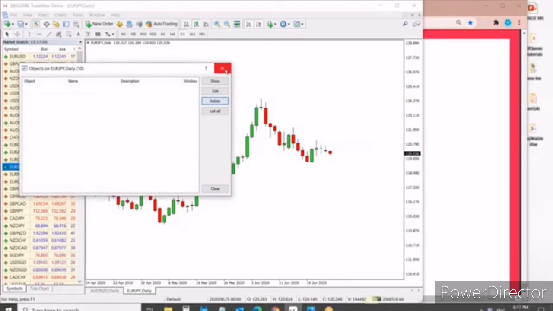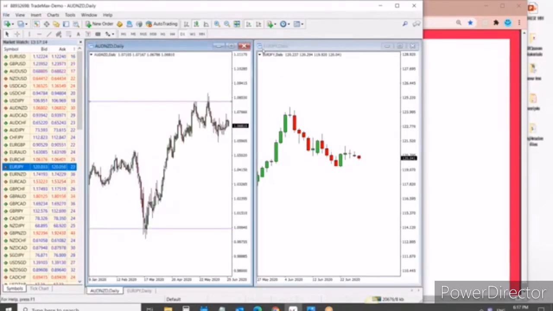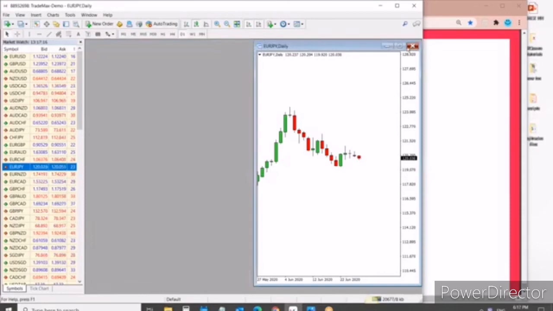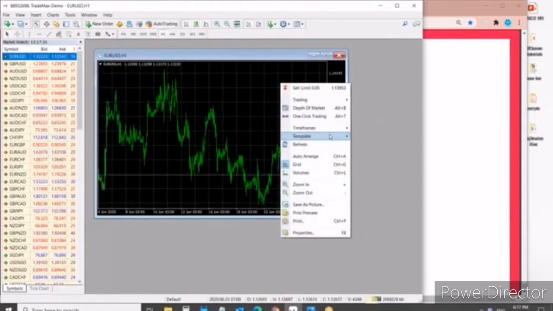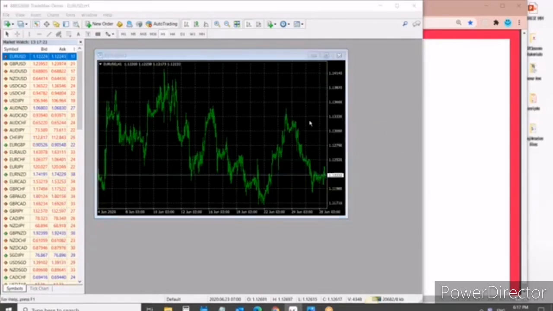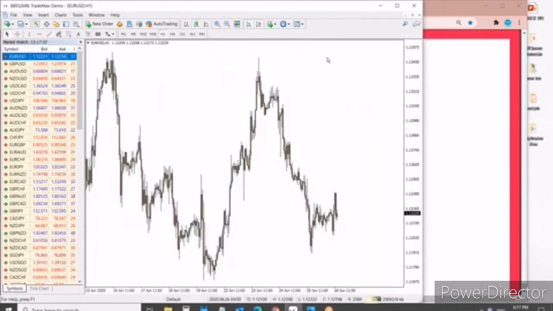Kunyari, walang laman. So, start tayo. Halimbawa, palitan nga natin to. Wait lang. Ganyan. Kunyari, ito, Euro USD. Okay. So, pupunta ka sa D1. Okay? Kunyari, yan na, natutunan natin, start na tayo. So, naked chart, walang laman.